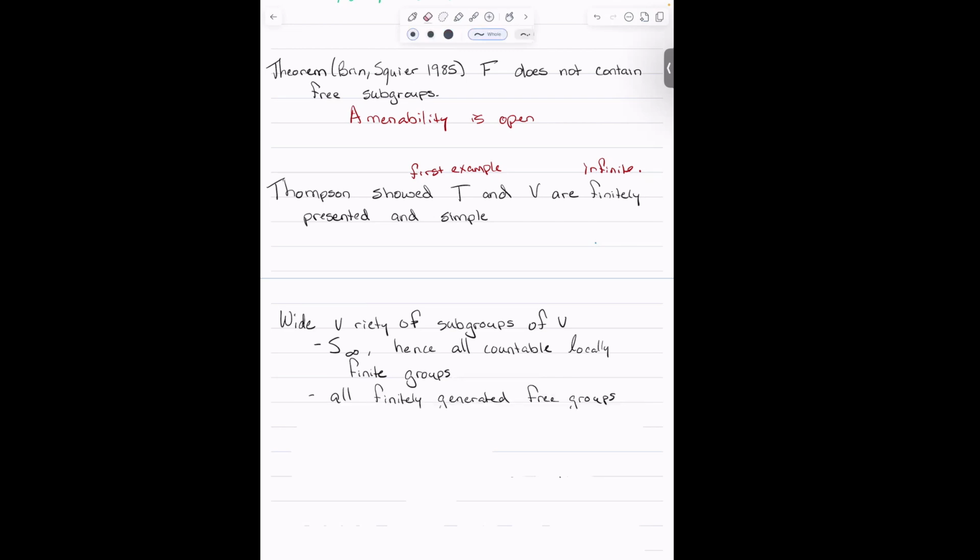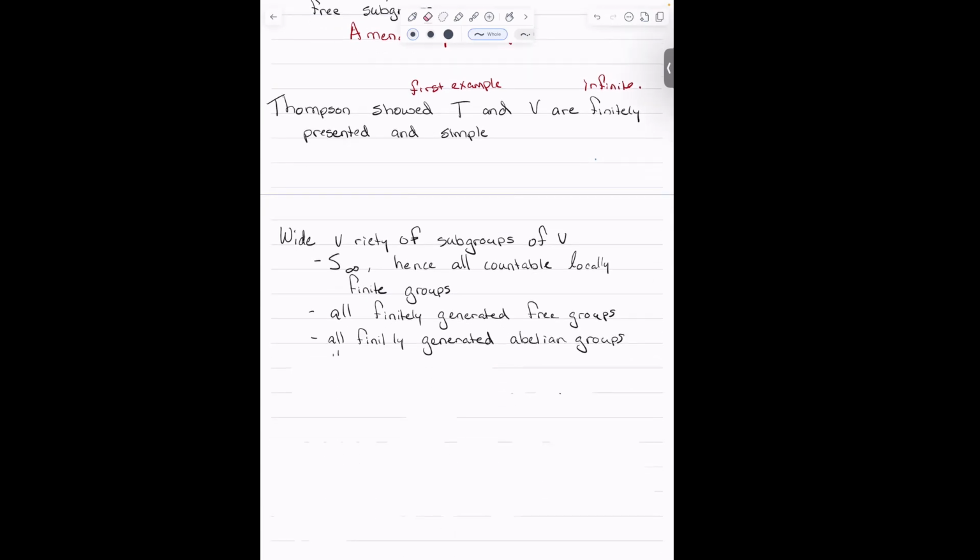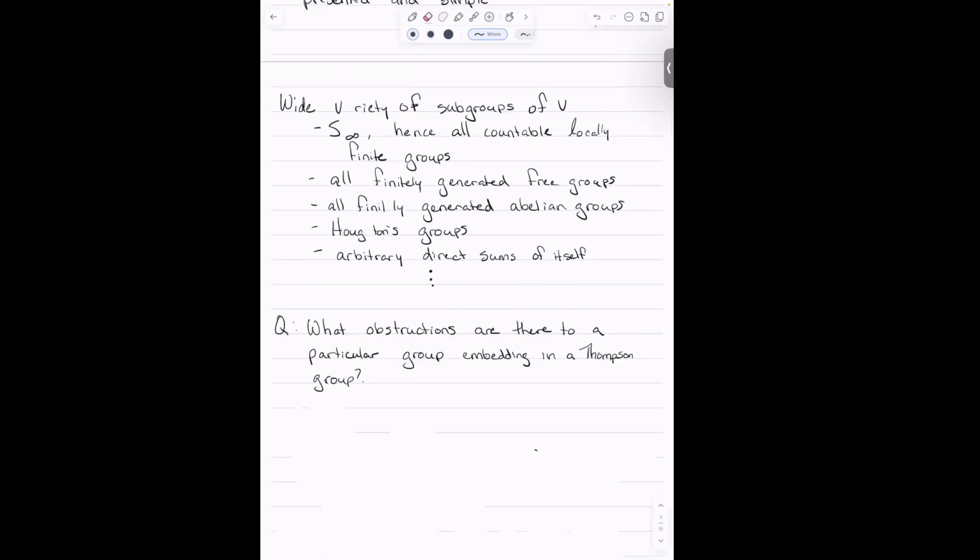V also contains all finitely generated free groups, all finitely generated abelian groups, Houghton's groups, and arbitrary direct sums of copies of itself, so it has some sort of fractal-like structure to it as well. That again makes it amazing that this group ends up being finitely presented, given that it's in many ways made up by these big direct products of copies of itself. And the motivating question for us then is, what obstructions are there to a particular group embedding in a Thompson group?